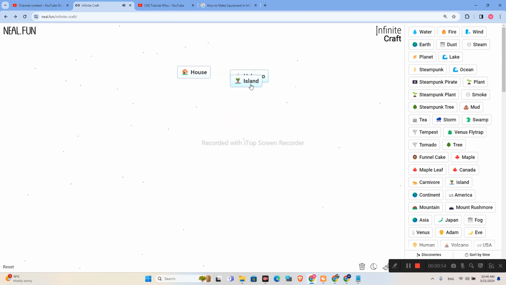Iceland plus volcano, we have Hawaii. Water plus earth, we have plant. Hawaii plus plant, we have pineapple. Pineapple plus house, we have pineapple under the sea. And the last step, pineapple under the sea plus ocean, we have SpongeBob.